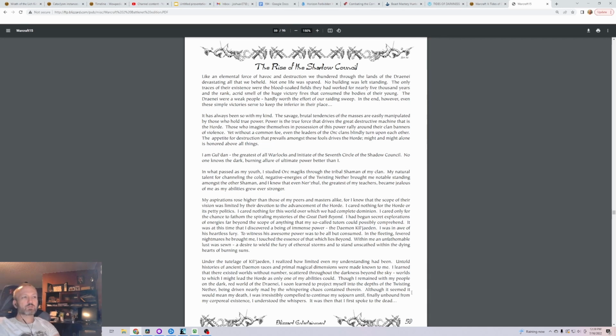My aspirations rose higher than those of my peers and masters alike, for I knew that the scope of their vision was limited by their devotion to the advancement of the Horde. I cared nothing for the Horde or its petty politics. I cared nothing for this world over which we had complete dominion. I cared only for the chance to fathom the spiraling mysteries of the great dark beyond. I had begun secret explorations of energies far beyond the scope of anything that my so-called tutors could possibly comprehend. It was at this time that I discovered a being of immense power, the demon Kil'jaeden.